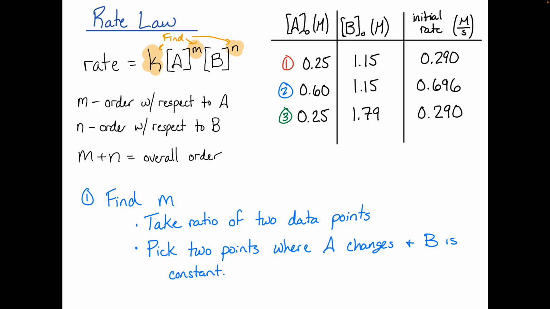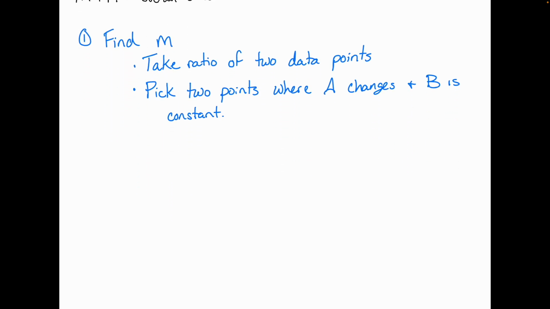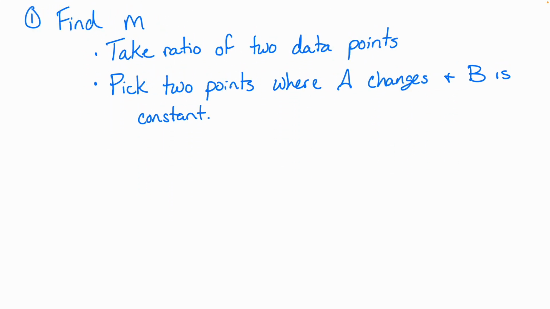All right, so which two data points are we going to pick here? 1 and 2, right? Those are the ones where A is being changed, but B is remaining constant. All right, and we're going to take the ratio of our rate laws here. So again, let me just be specific: the ratio of the rate law of two data points.